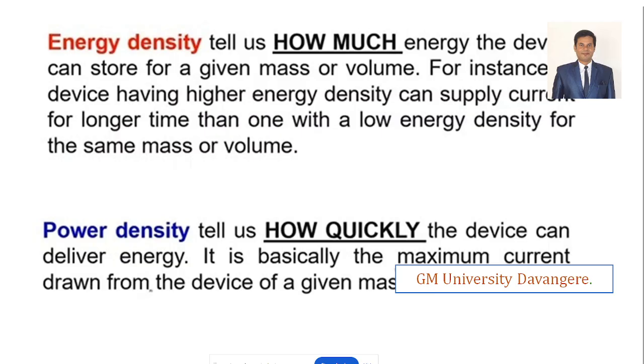So how fast the device can respond to deliver the current, with respect to time, and how many coulombs of charge it is going to deliver, right? For instance, we have talked about how a device with a higher energy density can supply the current for a longer time than one with a low energy density for the same mass or volume, correct? So that is the example, very clear. You can understand energy densities in a much easier way. I hope it is clear. Uday, is it clear to you?